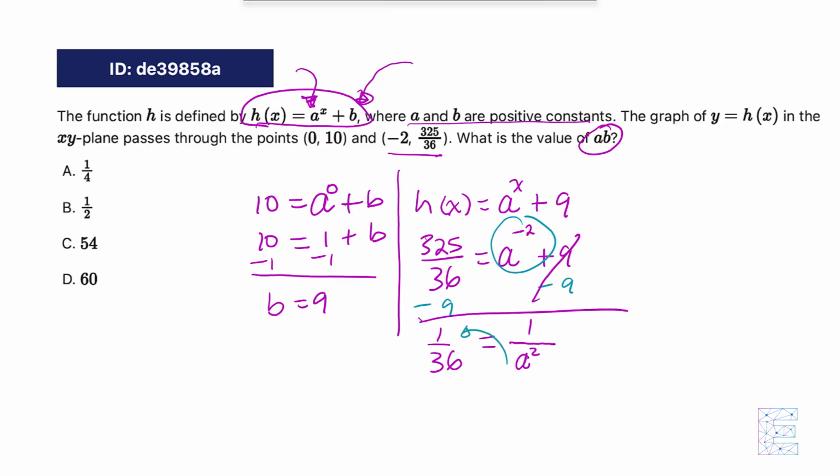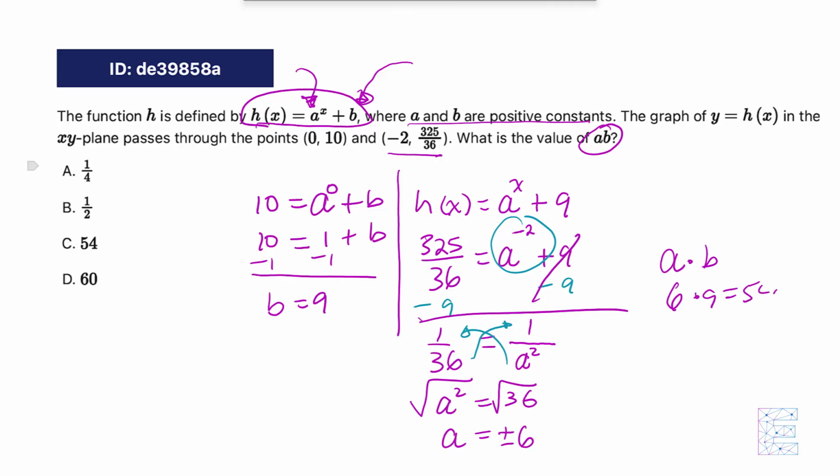But if you're going to solve this using cross multiplication, a squared times 1 is a squared. 1 times 36 is 36. Square root both sides, and a is plus or minus 6. But we were told that a and b are positive constants, so we'll throw out the -6, and now we have everything we needed to do the problem. The answer was a times b, so we'd have both. So 6 times 9 is 54. C.